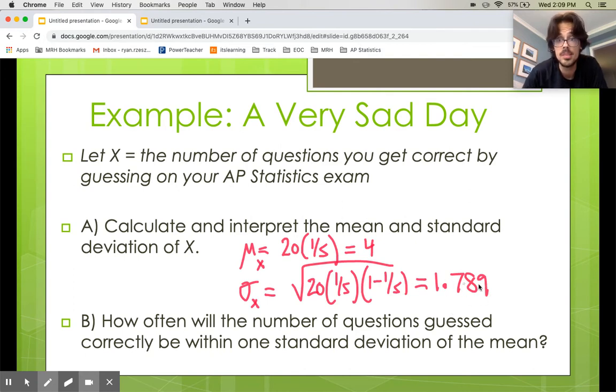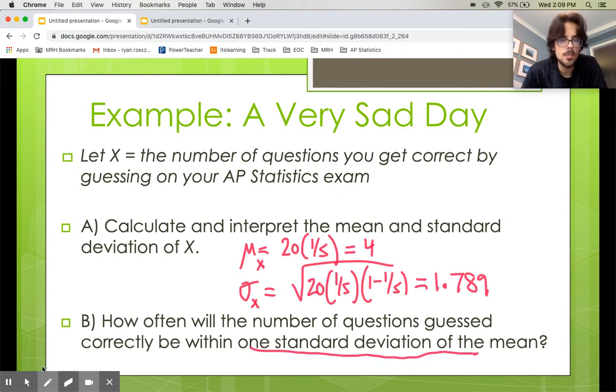So the typical distance from the mean is your standard deviation. So those are your nice interpretations here. How often will the number of questions guessed correctly be within 1 standard deviation of the mean?